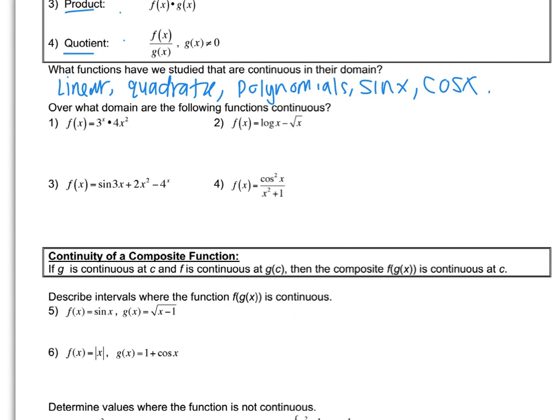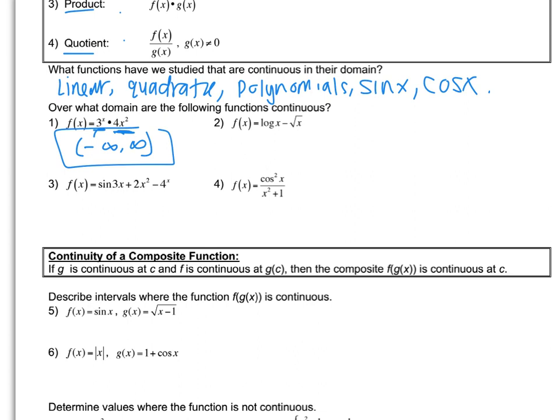So if we think about 3 raised to the x, we can plug in any value of x we want, and that function is defined. So that means 3 to the x is continuous over its entire domain. And 4x squared, we know we can square any number. We can multiply any number by 4. So this second piece is also continuous over all of the real numbers, which means their product is also continuous over the real numbers. So number 1 has the domain negative infinity to infinity, and it's continuous over that full domain.